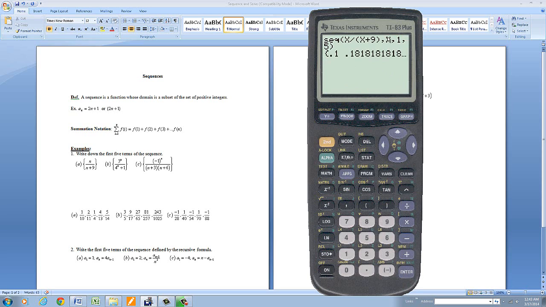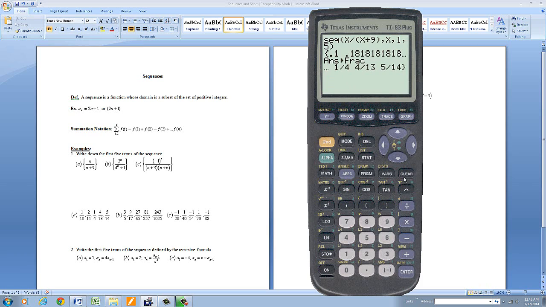And I get some decimals. So again, if I want this in fractions, I go to the math menu. And the first one is fraction, so hit enter. And then this is going to convert the previous answers into fractions. So we get 1/10, 2 over 11, 1/4, and then we can scroll over here to see the rest of these. 1/4, 4 over 13, 5 over 14, and so on.